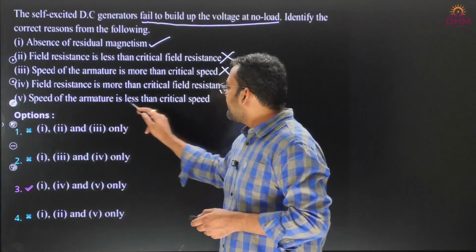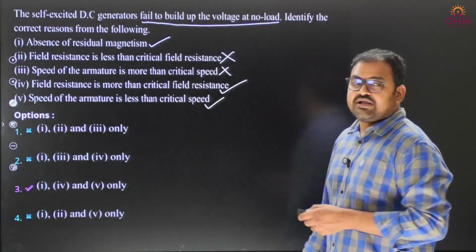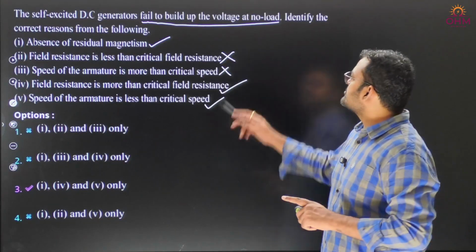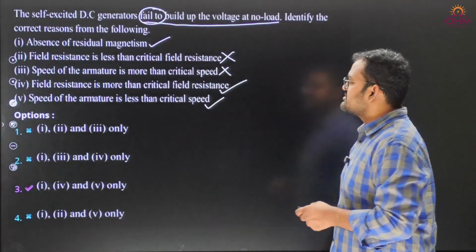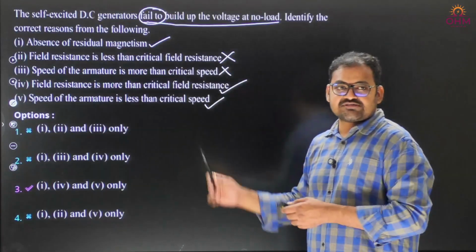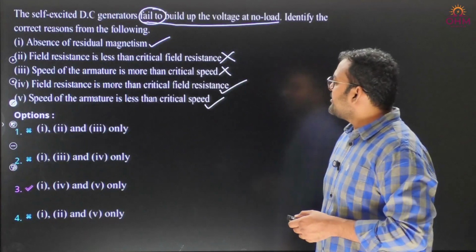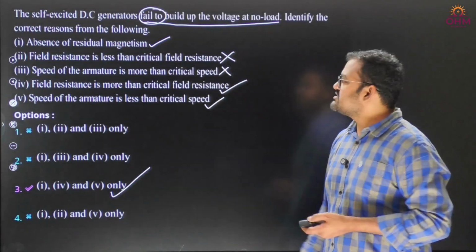Next, speed of the armature is less than critical speed. Yes, in this case also development of EMF is not possible. So we are asked to find out failure conditions, not successful conditions. I told you successful conditions here, therefore failure conditions are exactly opposite. So 1, 4, 5 statements are correct. This is the third option. Okay, easy question.